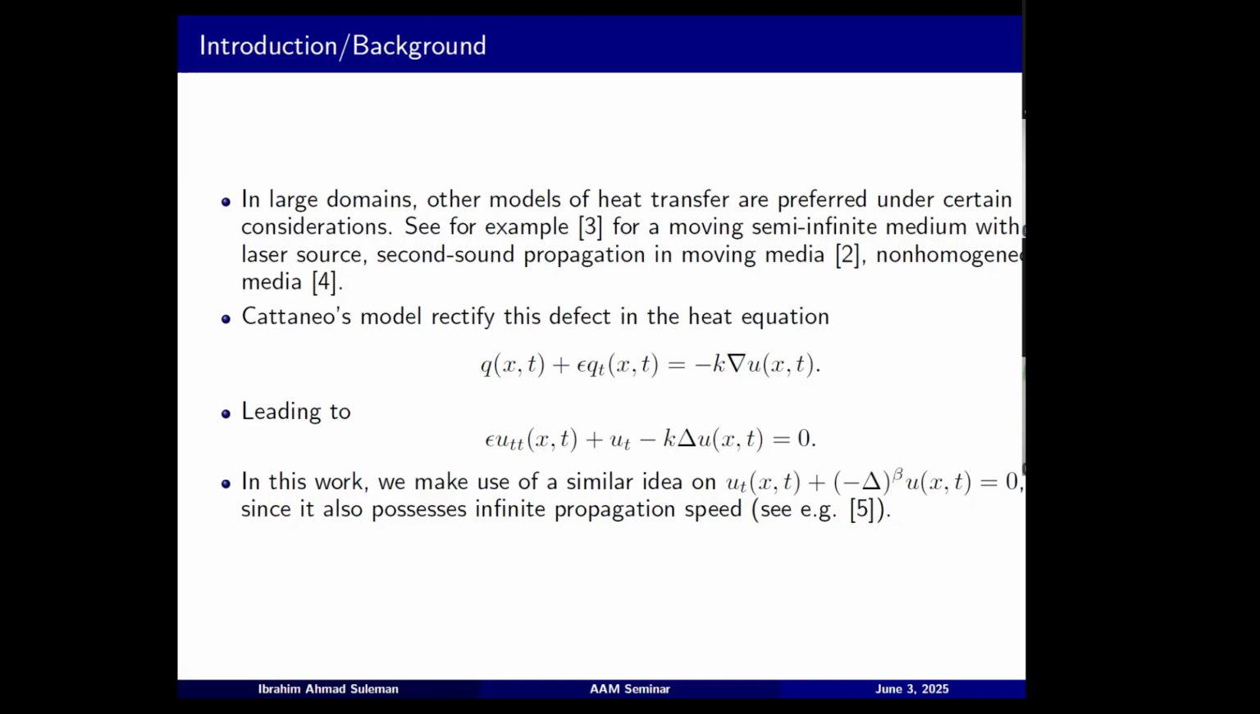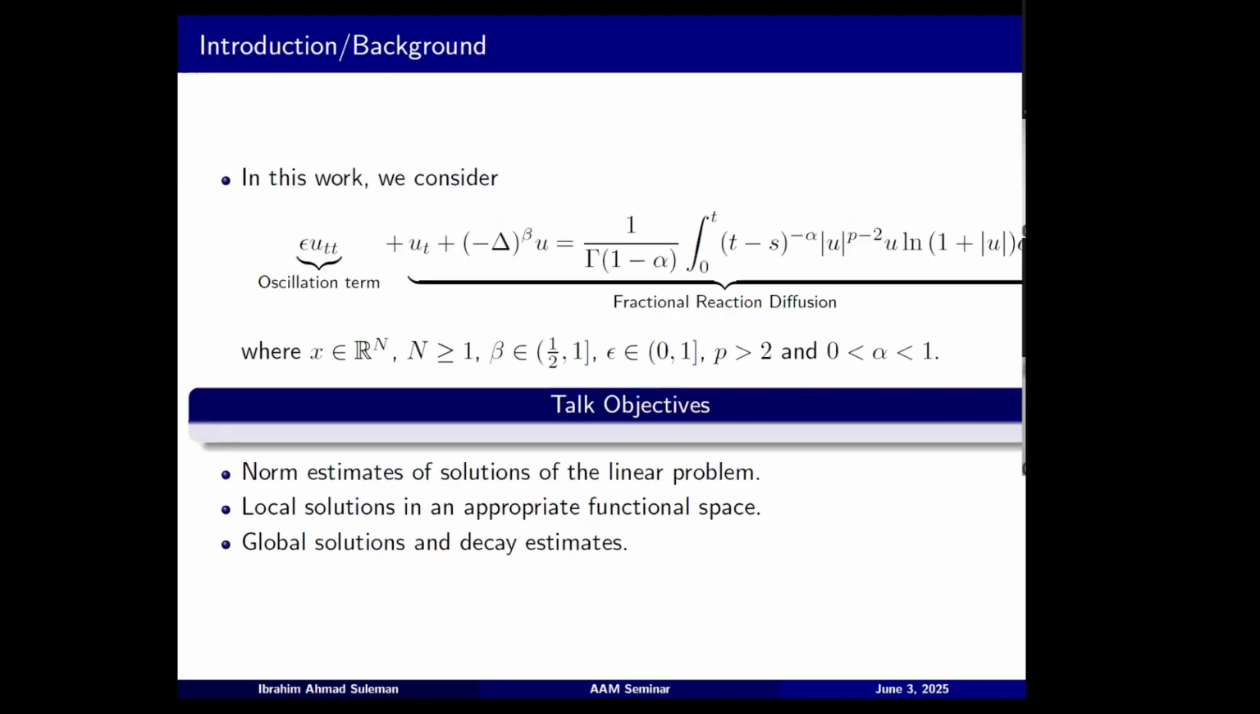So in this work, after seeing all this, we will borrow the idea of Cattaneo and apply it to a fractional diffusion equation, which is known to possess infinite propagation speed. You can see, for example, the work of Mokhtar and Fino, Lemma 3.2. You will see this property. So what we will do for this fractional diffusion equation is to add a correction term similar to Cattaneo's, which is oscillation, making it a wave equation. And on the right side, we see the fractional diffusion, which I've mentioned.